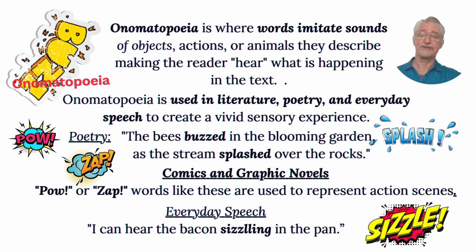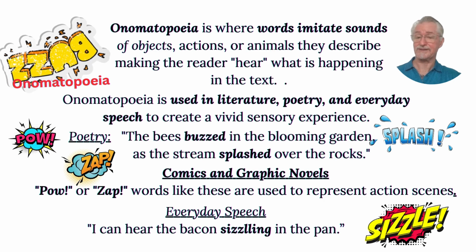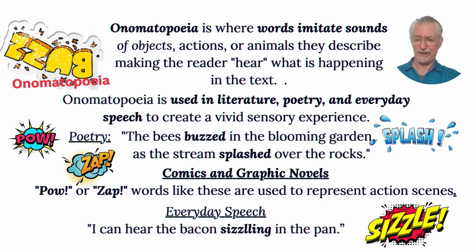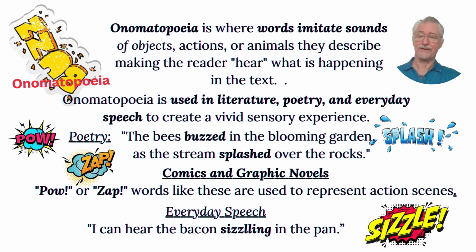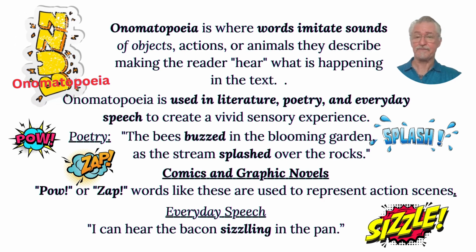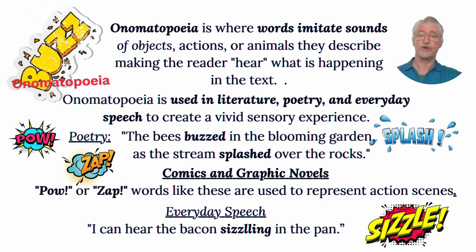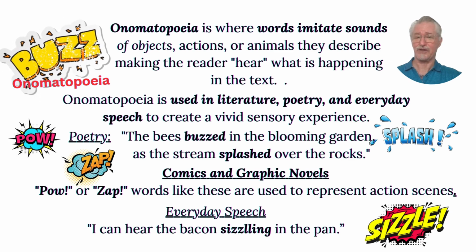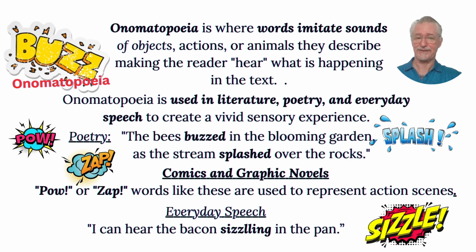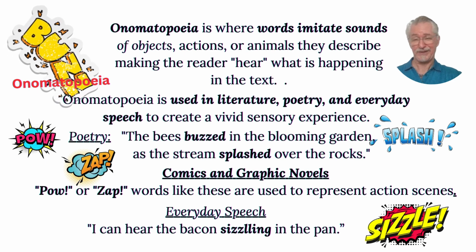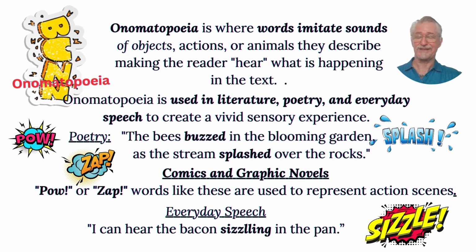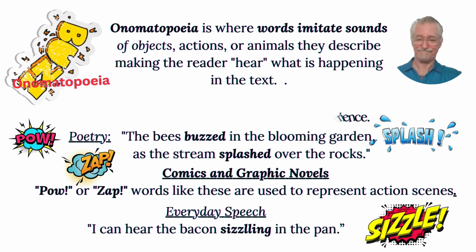So that idea of sizzling, when someone hears that bacon sizzling in the pan, it reminds them of the sound, so they hear it actually happening. So onomatopoeia is where we use words to imitate the sounds of objects, actions, or animals that they're describing, helping the reader have a more vivid sensory experience.